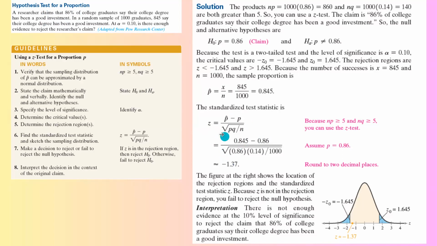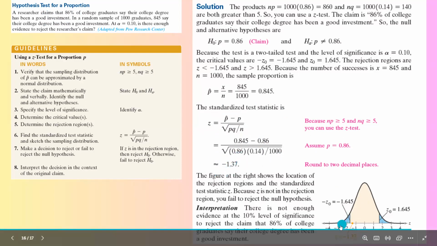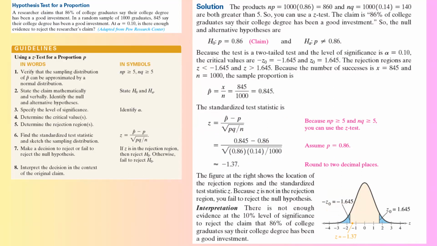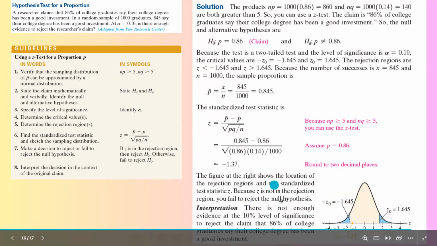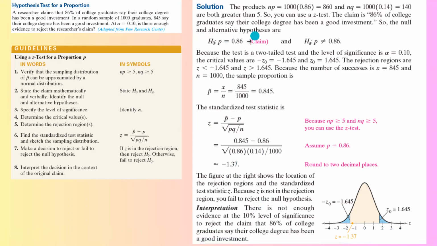On the denominator, you have the square root of p times q divided by n. p is 86%, q is 1 minus 86%, which is 14%, and n is 1,000. The standardized test statistic is approximately negative 1.37. Negative 1.37 is outside the rejection region. So since it's outside the rejection region, you're going to say that, hey, we fail to reject the null hypothesis. We support the null hypothesis.